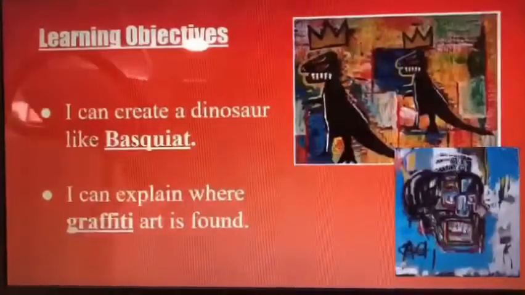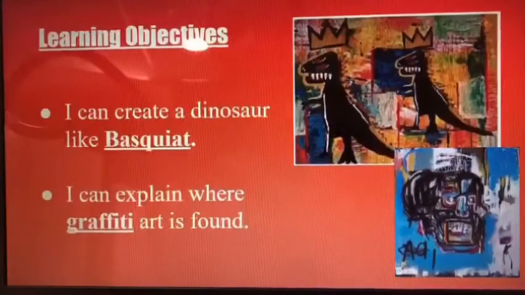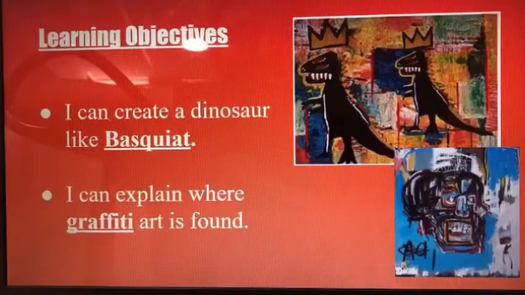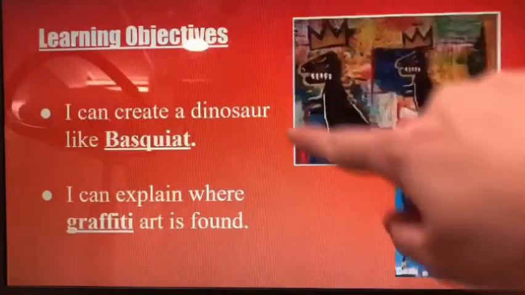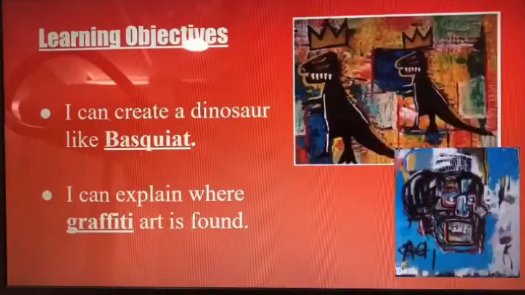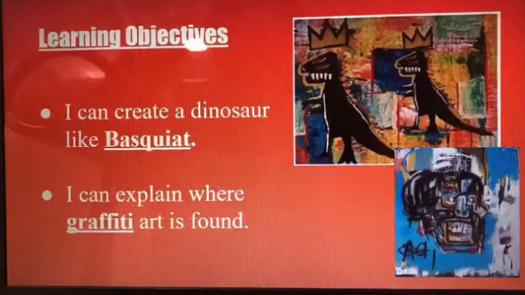So what are our learning objectives? I can create a dinosaur like Basquiat, and I can explain where graffiti art is found. And remember what we said, it's found out on the streets, on walls, out in the public. So we're gonna take a look and we're gonna try to recreate our own version of Basquiat's dinosaur. I look forward to seeing your guys' versions, okay?